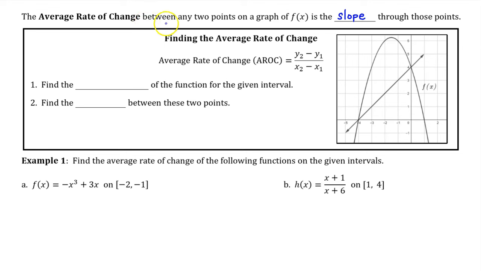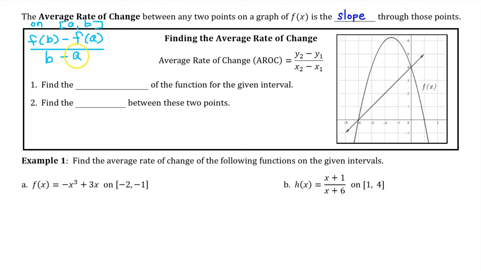The average rate of change between any 2 points on the graph of f of x is the slope through those points. Therefore, the average rate of change formula between 2 points can be simply given by the slope formula, y2 minus y1 over x2 minus x1.